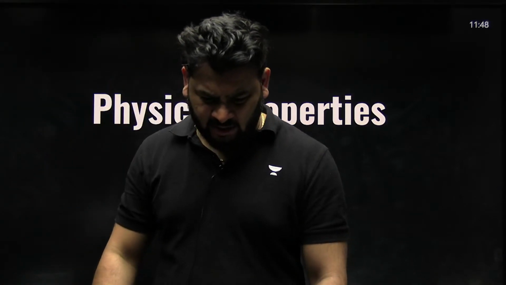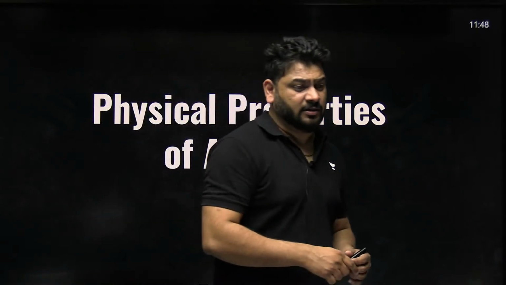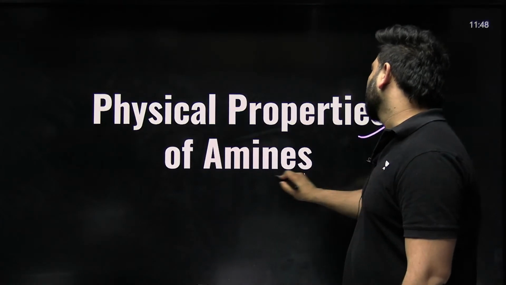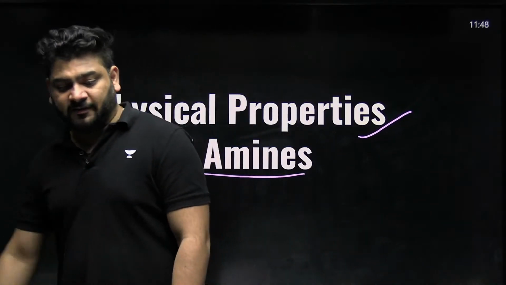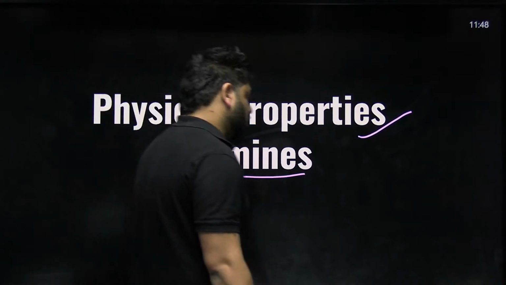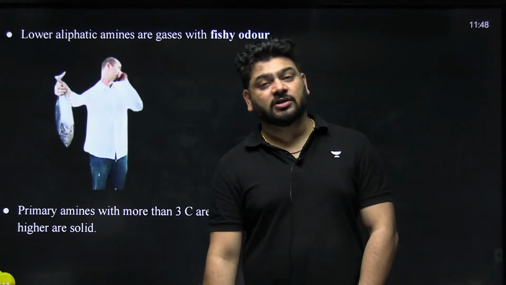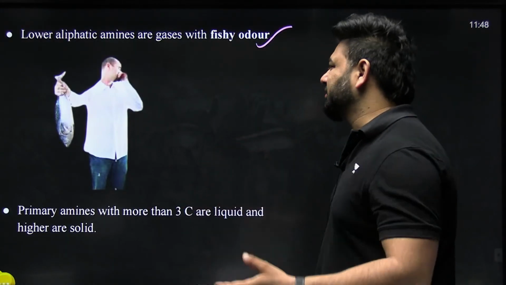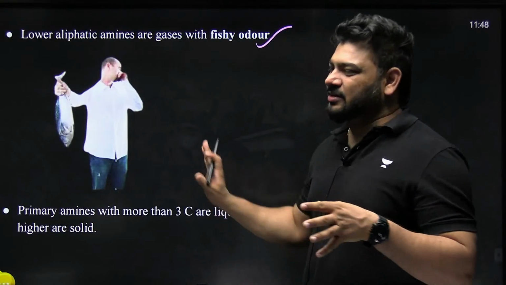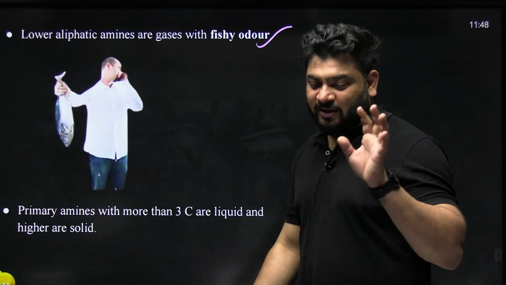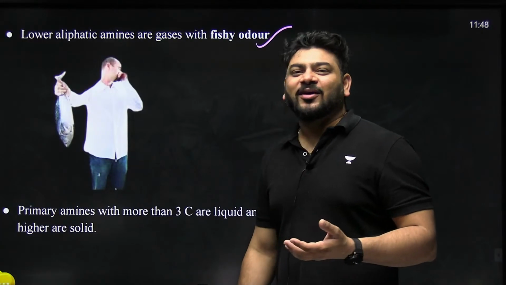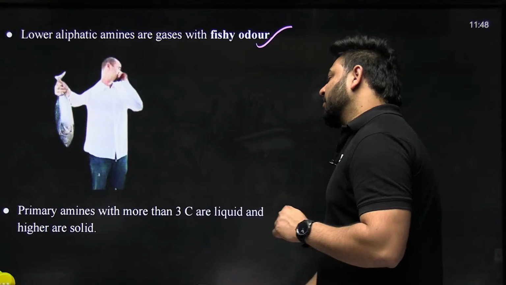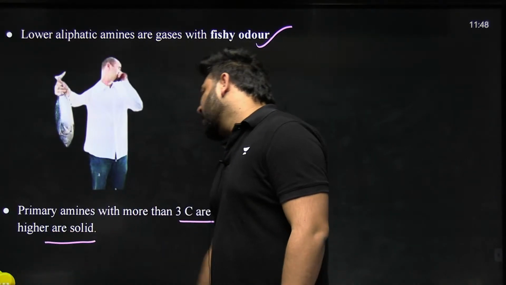So it's an easy chapter. The majority of the reactions are the ones we have already covered previously in other chapters of organic chemistry. Now we deal with the physical properties of amines. Amines are polar in nature. Lower aliphatic amines are gases with a fishy odor. They smell like fish, and I haven't smelled fish, so I can't say how it comes up, but you better visit a fish market someday and observe how lower amines like methylamine and ethylamine smell. Primary amines with more than 3 carbon atoms are liquids, and higher ones are solids.